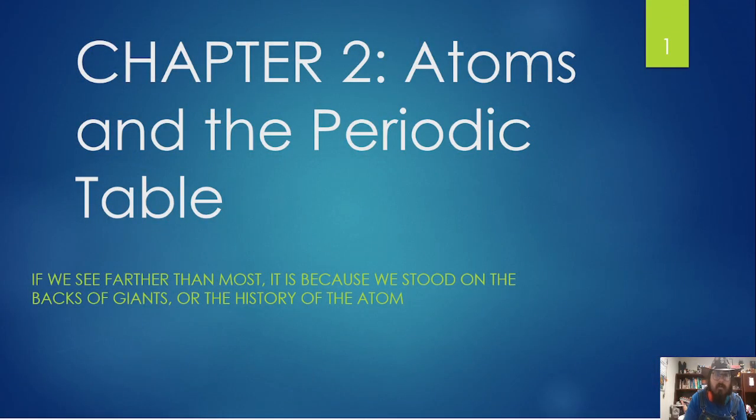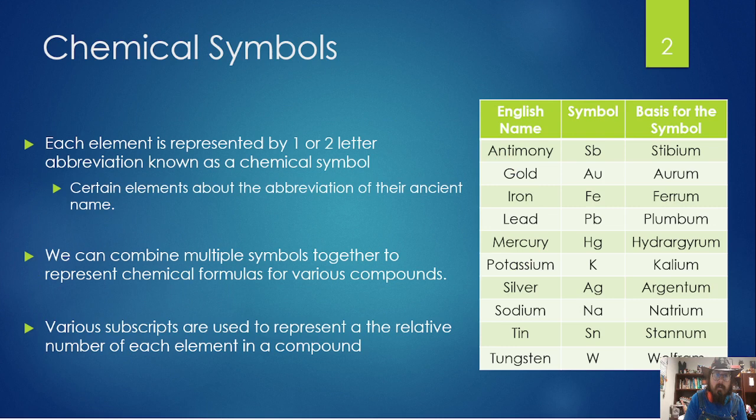So chapter 2 is where we start to look at atoms, the periodic table, and kind of how we know what we know, kind of the history of the science. The idea is that if we see farther than most, it's because we stood on the backs of giants. So, first, hopefully we get at the same spot that we all understand that chemicals are represented by symbols.